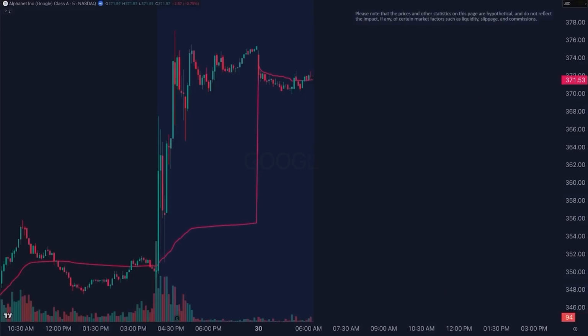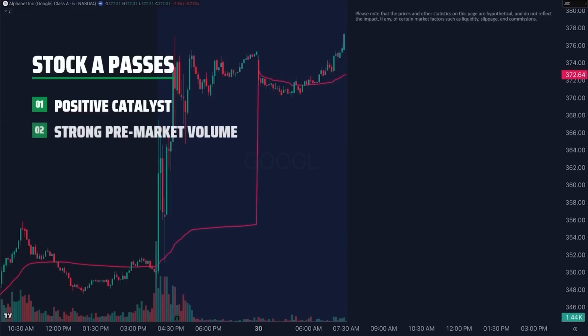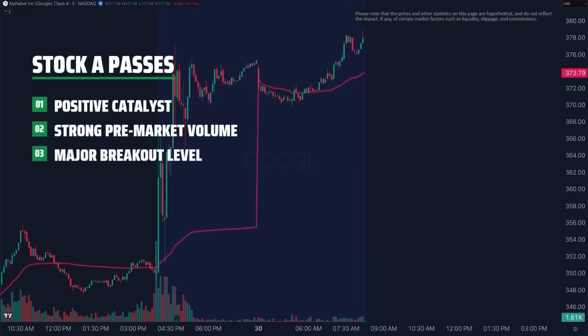So now let's run our filter. Reason? Check. Yep, it had a really positive catalyst. Something was changing the story today. That story hadn't changed yesterday. Participation? Yes. Pre-market volume is really strong in this stock. Structure? Yes, it's breaking above a major higher time frame consolidation.